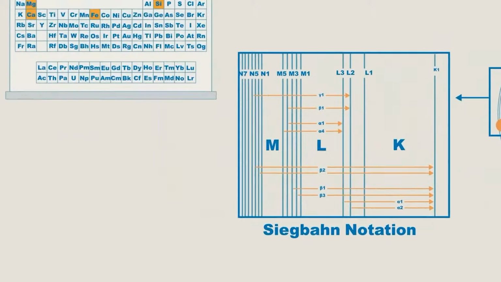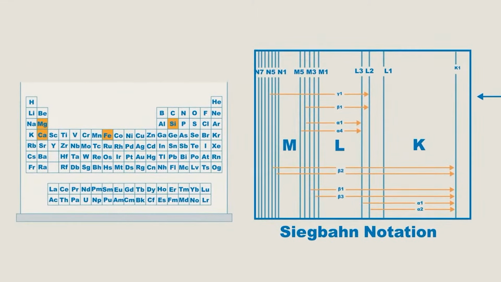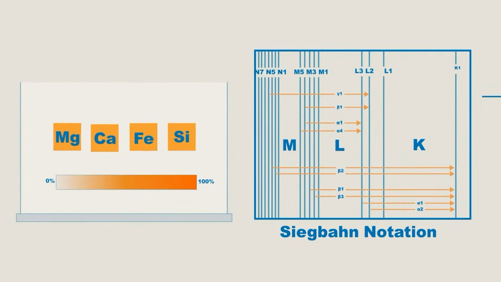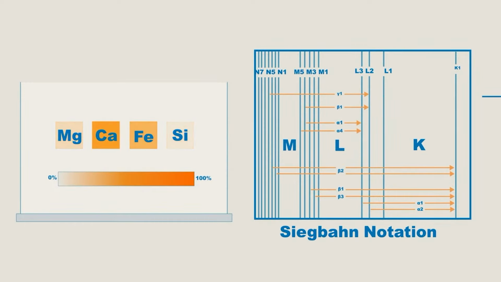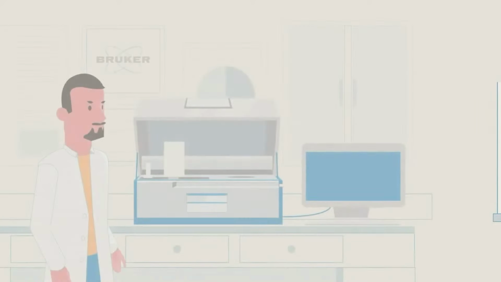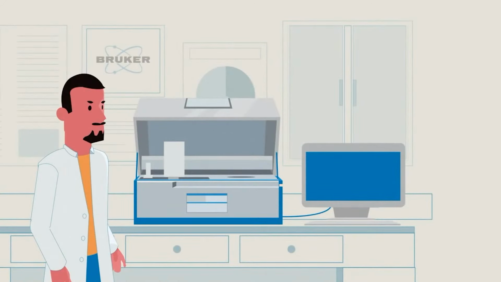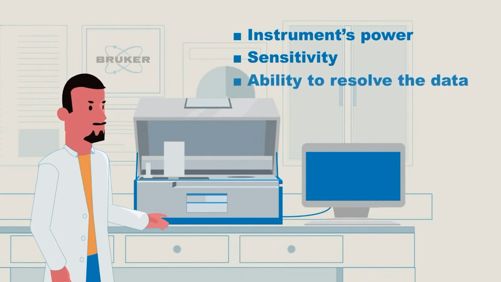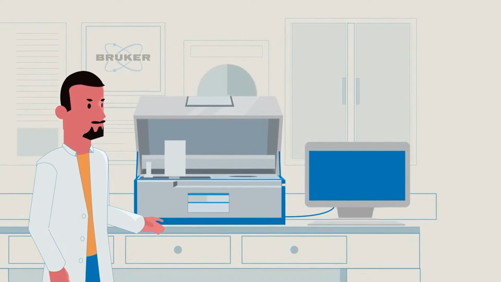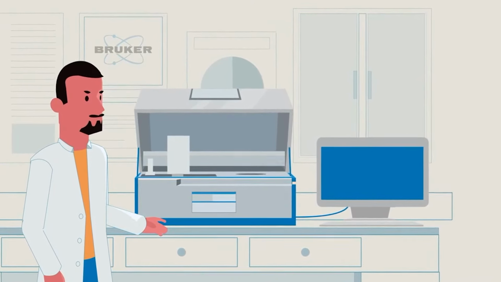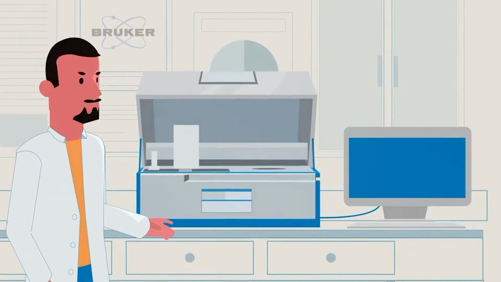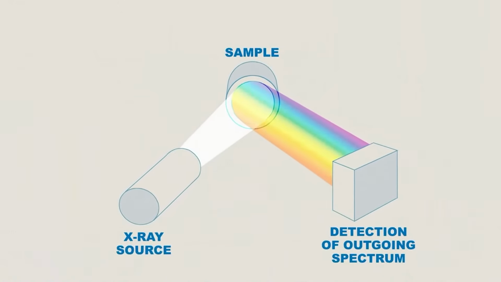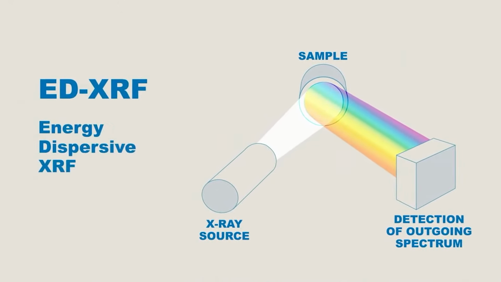By applying the Siegbahn notation, we stated earlier that XRF can not only determine which elements are in the material, but also determine the quantity. The key factors to measuring the fluorescence rely on a careful balance between the instrument's power, sensitivity, and the ability to resolve the data. Each element emits a unique fluorescence. There are two techniques used to separate and identify these energies. The first method is known as energy dispersive, or EDXRF.